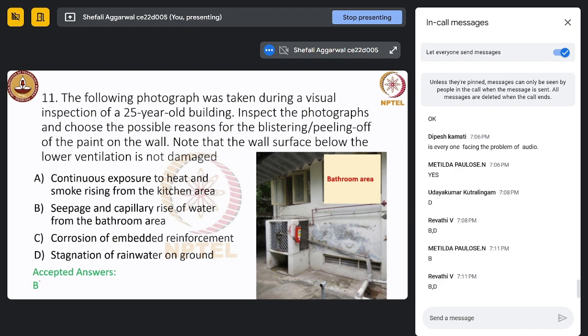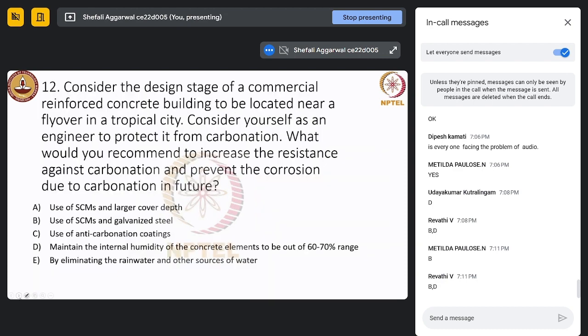Okay, next question. Consider the design stage of a commercial reinforced concrete building. I think we have this. Okay. Consider yourself as an engineer to protect it from carbonation. We have already seen that the carbonation front will be more inside of the columns and underside of the roof. So the next question that arises from that same question is: how would you recommend to increase its resistance against carbonation and prevent the corrosion due to carbonation in future?